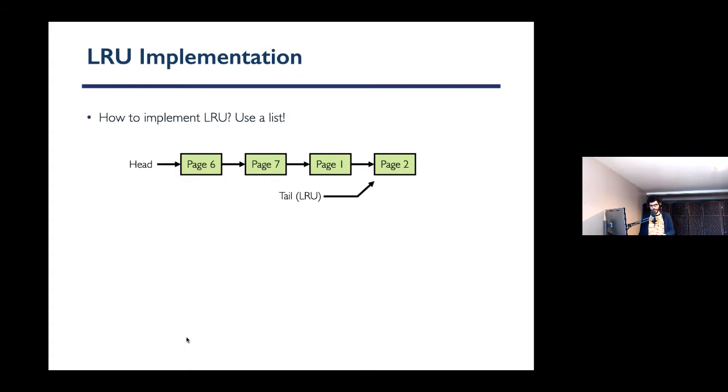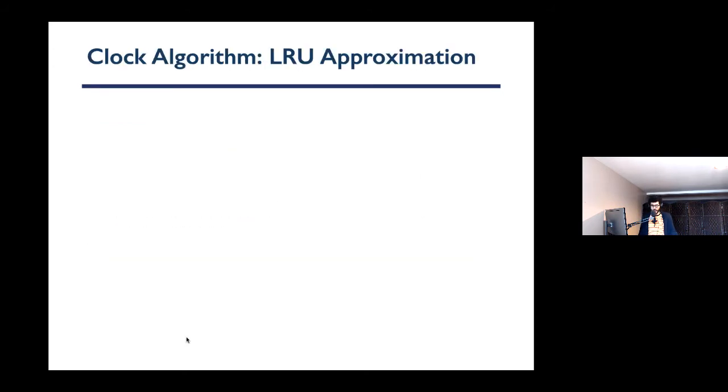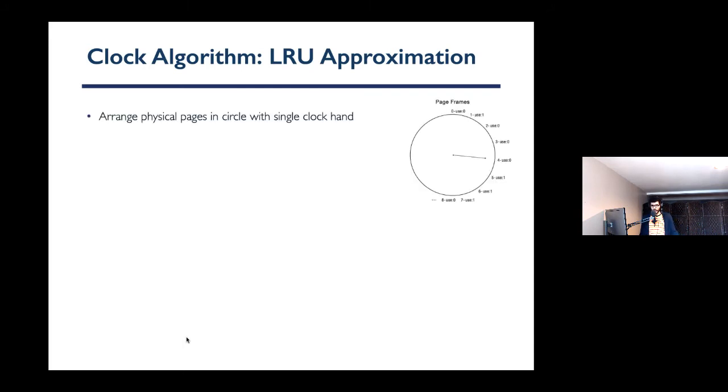And that's just too expensive to do. So we're not going to do that. So how are we going to do this then? A more practical solution is called the clock algorithm. And this is an approximation to LRU. And you have to remember that LRU itself was an approximation to MIN. So now we're doing two approximations. Now, how does the clock algorithm work?